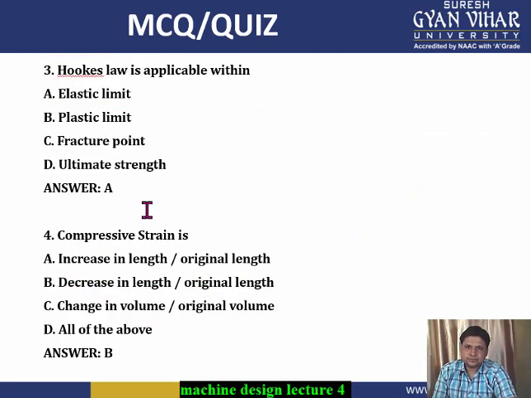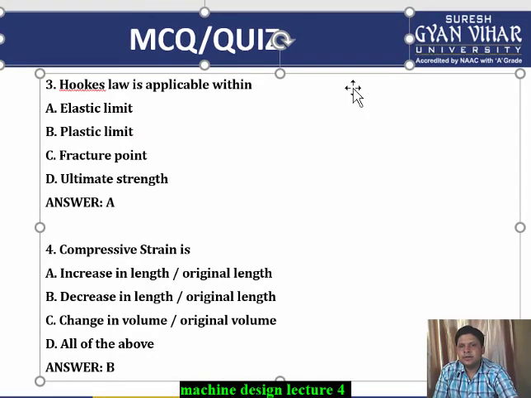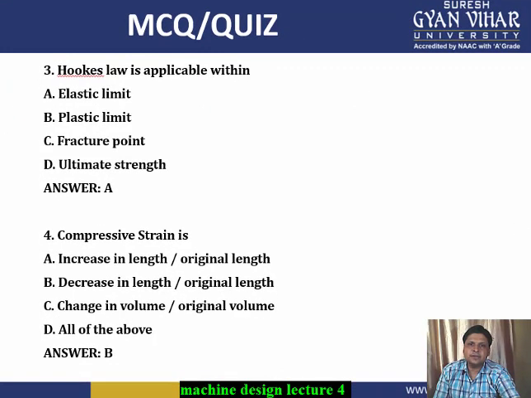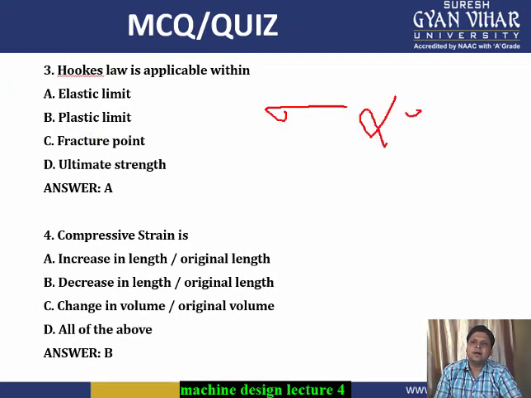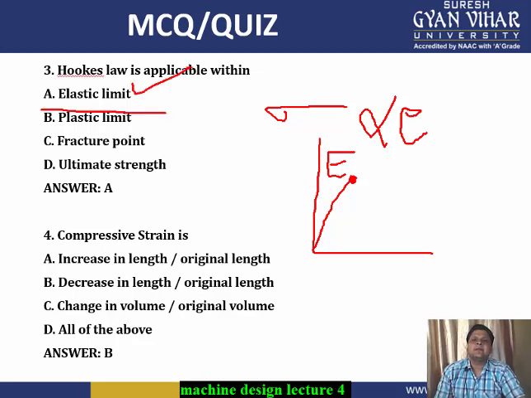Now coming to the next MCQ. Hooke's law is applicable within, as I have already told you, according to Hooke's law, stress is directly proportional to strain. But this happens up to a certain limit. And what is that limit? As I have already told you through the graph also, the stress is directly proportional up to a certain limit, and that limit is known as elastic limit. So answer option A is the correct option.